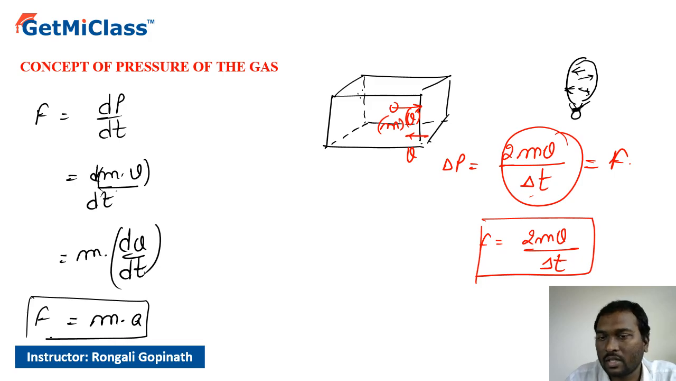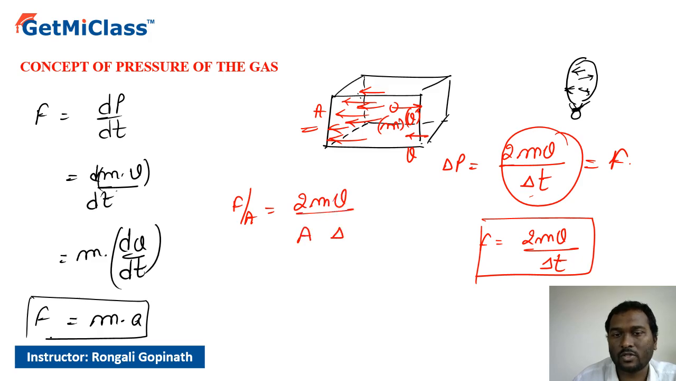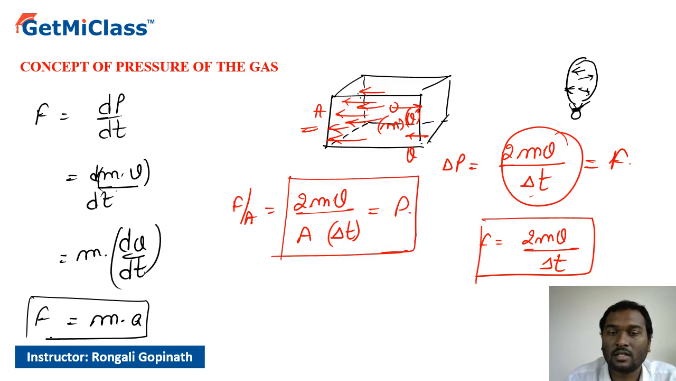But don't you think that all these gas molecules will not collide at only one single point in the entire wall, isn't it? Basically, based on symmetry and common sense, we can say that all these gas molecules collide with the walls uniformly at all the locations of the wall. Let's say the area of this wall is A, then force by area, which is 2mv by A times delta t. This becomes what? Pressure. This is how the pressure arises due to a gas, right?